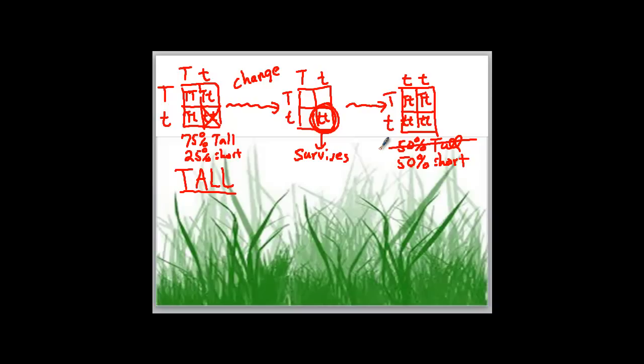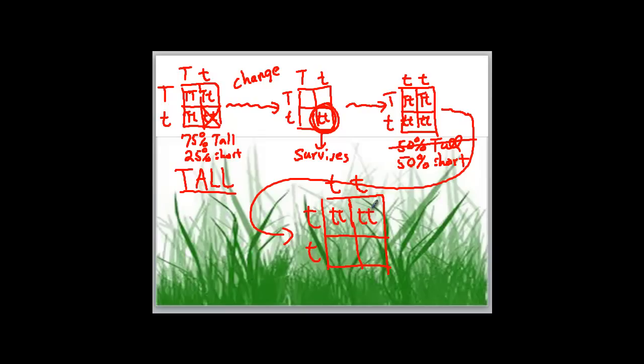And if the talls die out, I'll go one more down here. And we'll go all the way down. What are you going to have left mostly? Is a Punnett Square that looks like this, where you end up with 100% short. And that 100% short.